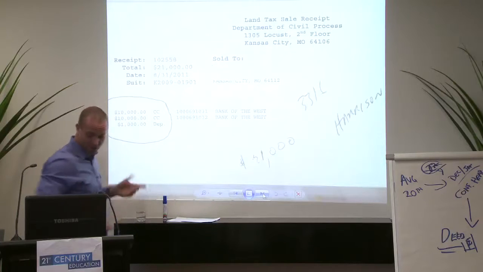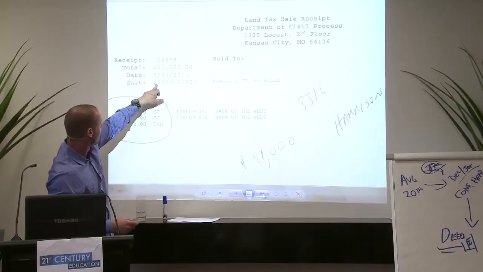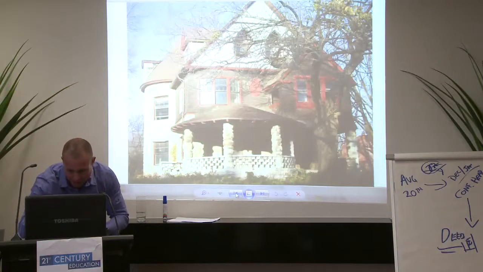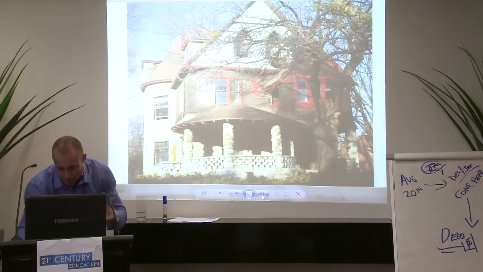So this is just an example. I mean, this is a real life deal, right? This is what the county gives us. Boom. Now this is my proof that I bought that house right there. This is 3316 Harrison. I mean, that's what I'm saying.